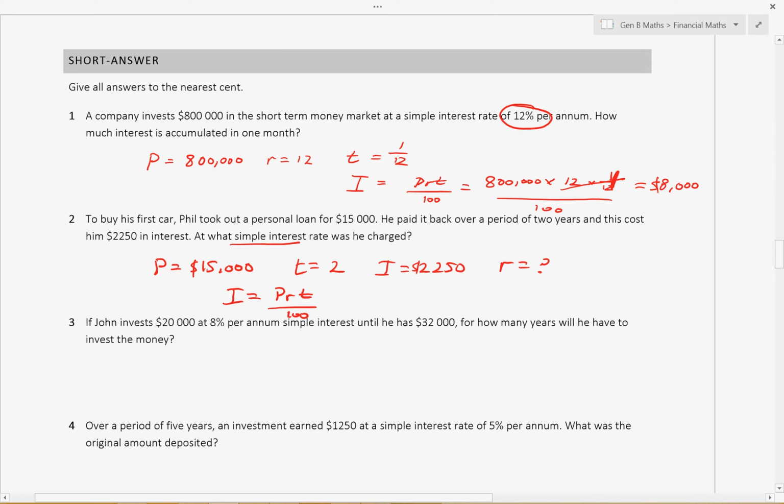And the interest calculated, let's just throw those numbers in. $2,250 is equal to 15,000 times R times 2 over 100. And what we've got to do, if you like, I would give you a method mark if you got this incorrect, but if you actually showed me what you're doing in the calculator. We're solving this equation here, comma R. So I'm going to go ahead and do that.